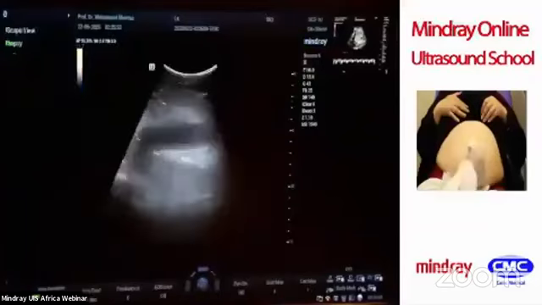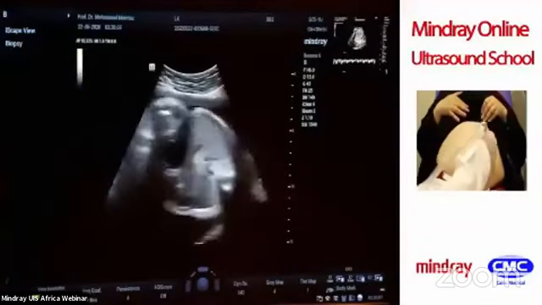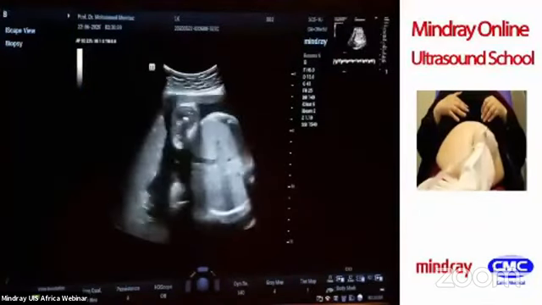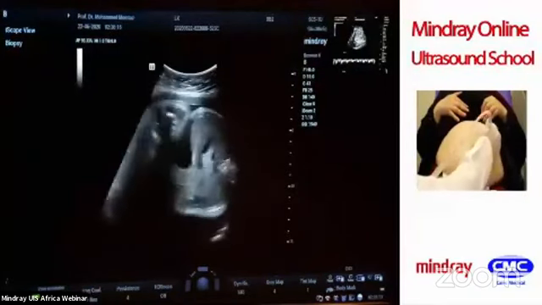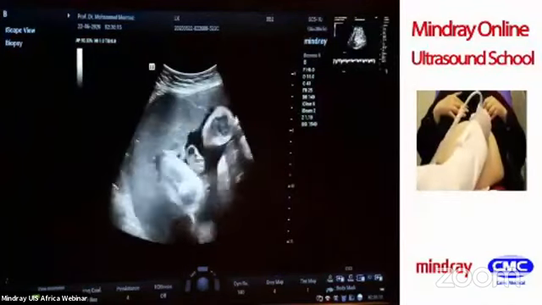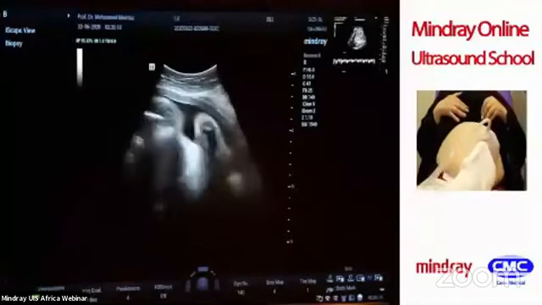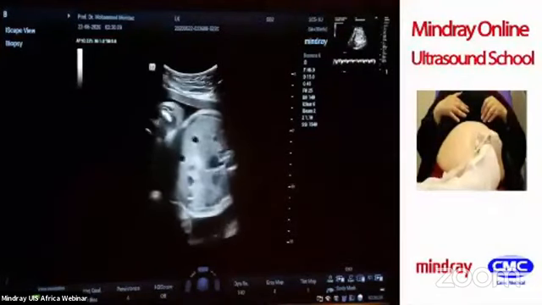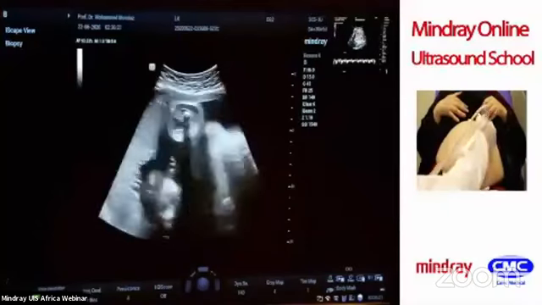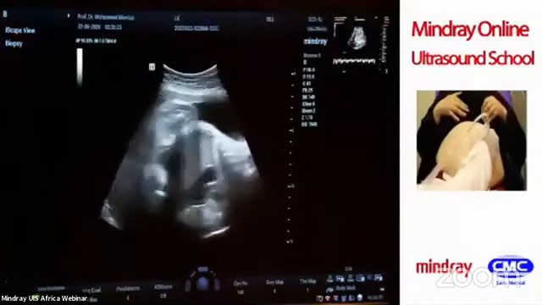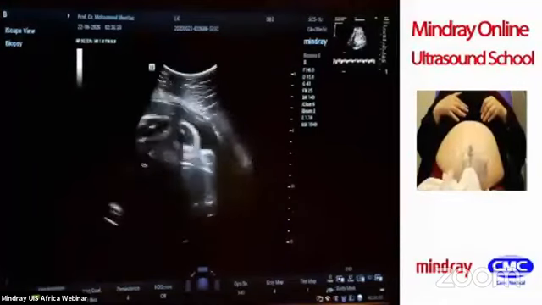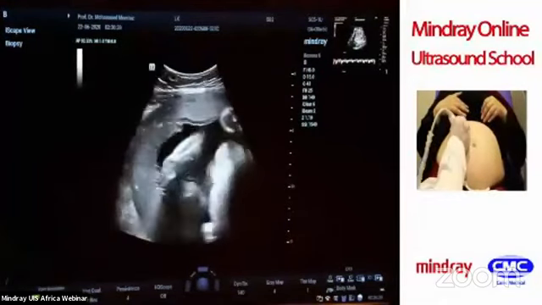So this is a case of a single living fetus, cephalic presentation, longitudinal lie, left occipital transverse position, with an estimated gestational age of about 31 weeks and an estimated weight of 1.8 kilograms, with adequate amniotic fluid, with normal fundal placenta, and all the Doppler indices are normal in the umbilical, middle cerebral, and uterine arteries.